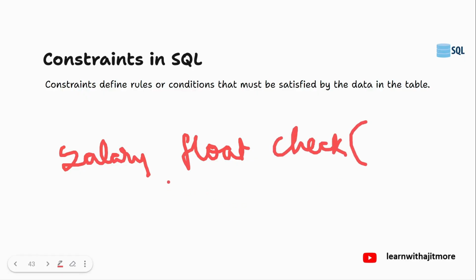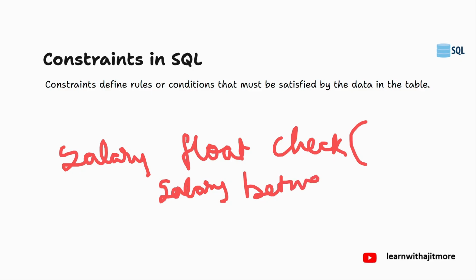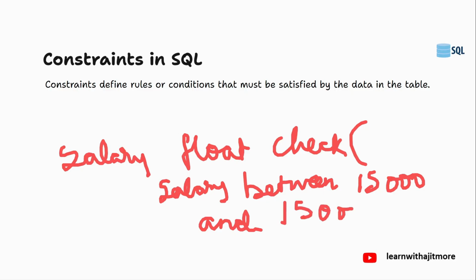Check, and then you'll write salary between. Between is a keyword. Okay? Between 15,000 and 1,50,000. So every time, whenever you are adding a salary, it will check whether it is between these two values. So if you are giving salary less than 15,000 or above 1,50,000, it will not add. It will say check constraint violated.